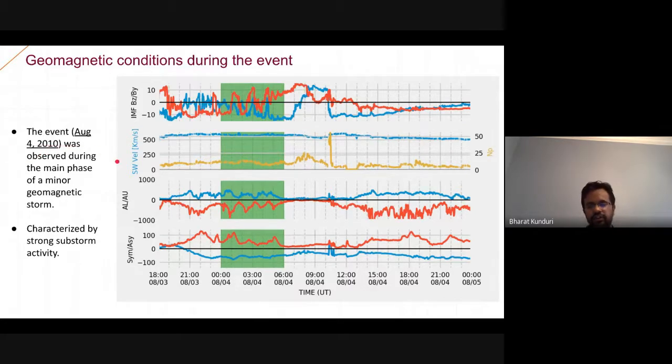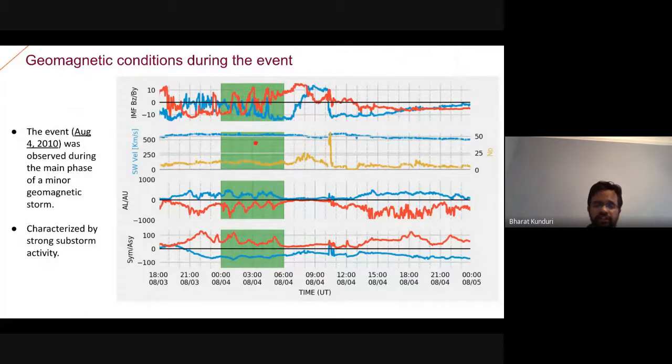This was a geomagnetic storm. I'm presenting IMF, solar wind velocity, AL index, and SYM-H index for an interval of 2 days, starting from August 3rd and ending on August 5th. You can see there's significant variability in IMF Bz and By, but they typically varied between +10 and -10 nanotesla. Solar wind velocity was about 500 kilometers per second. There was significant auroral activity. The AL index dropped below -1000 nanotesla, and the SYM-H index dropped below -100 nanotesla and exceeded +100 nanotesla.